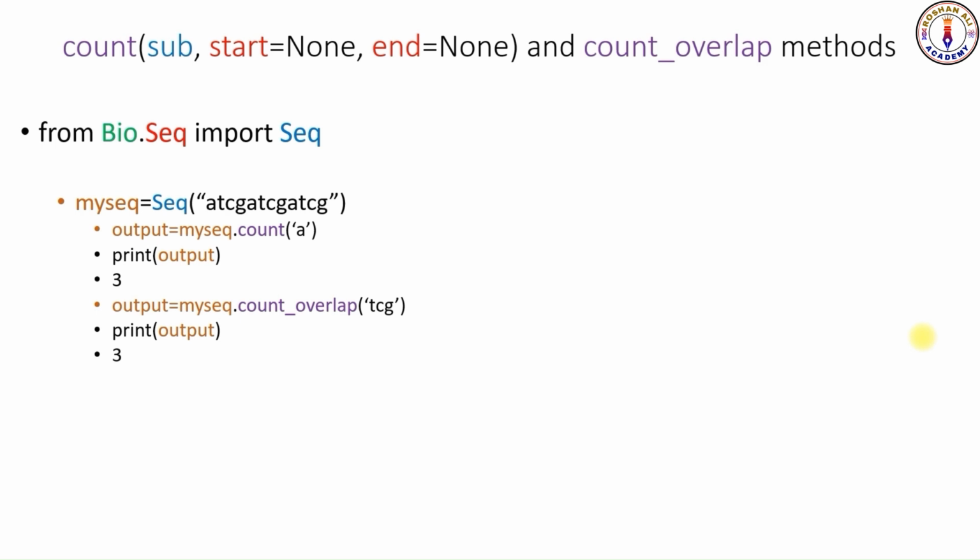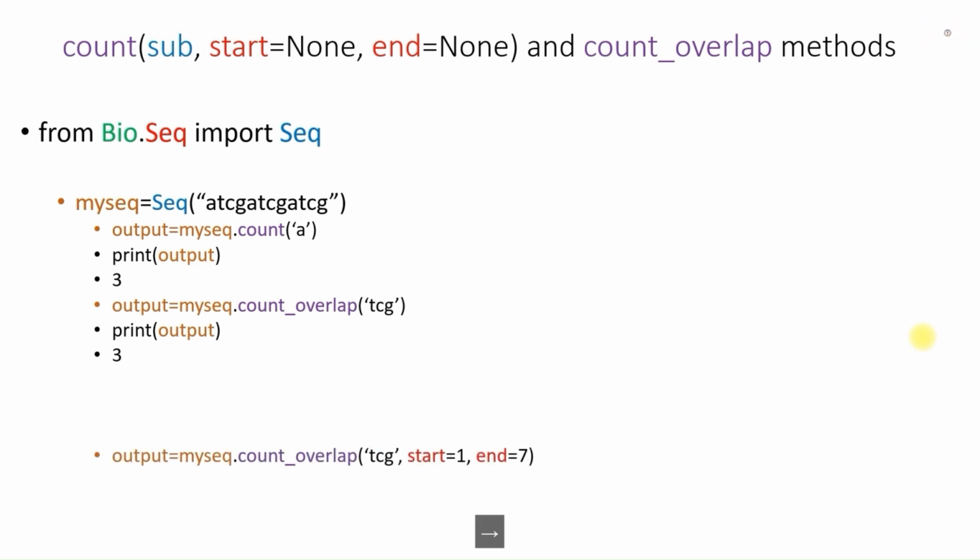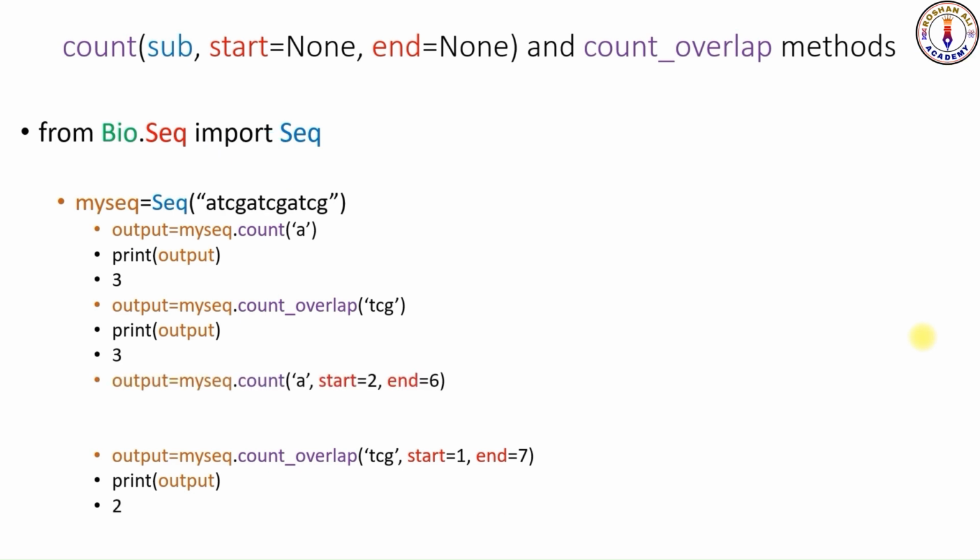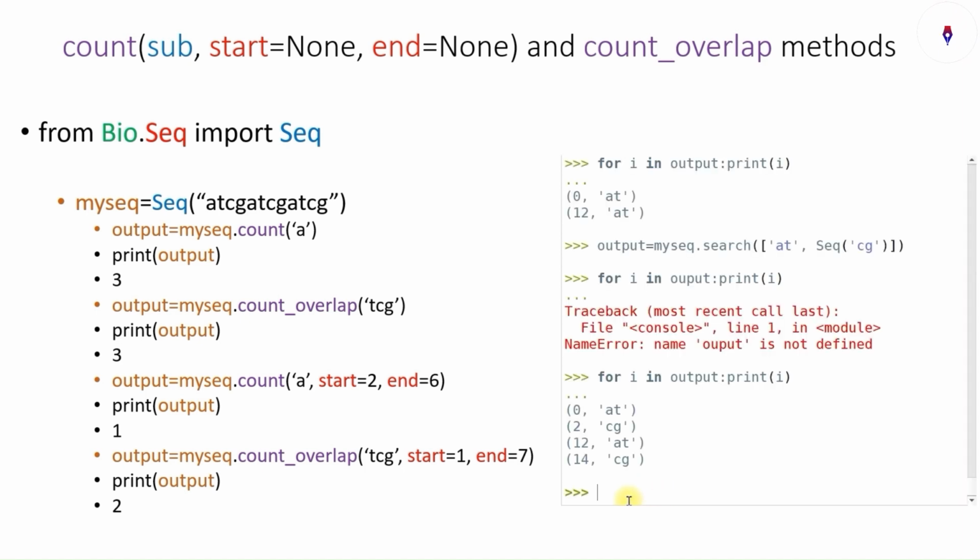They are also 3. The start and stop positions tell Python the boundaries inside where the pattern is to be counted. For example, here it means that the pattern TCG is to be counted between 1 and 7. Position 0 and positions after 7 will be excluded from the search. You already know the difference between count and count_overlap. I have explained it in detail in the last video. Let's see it live in Python.